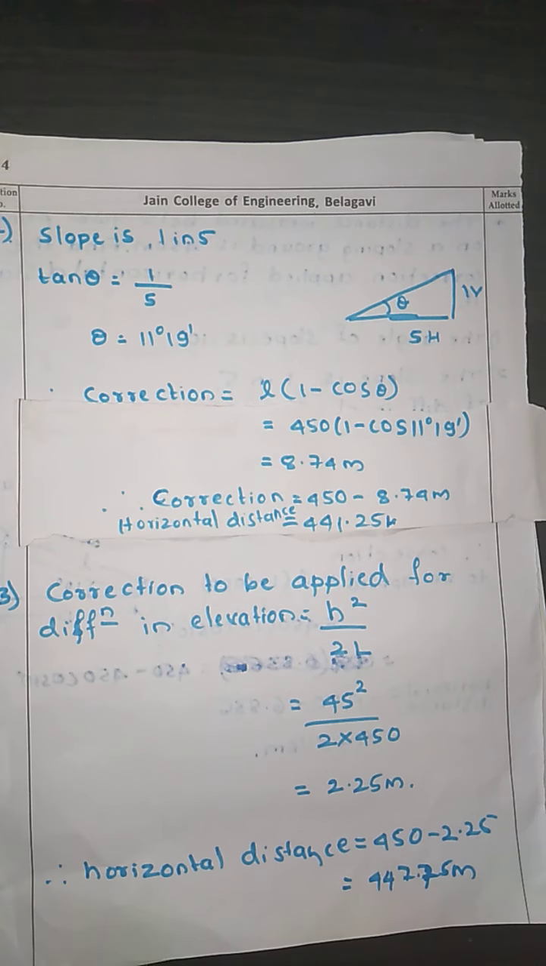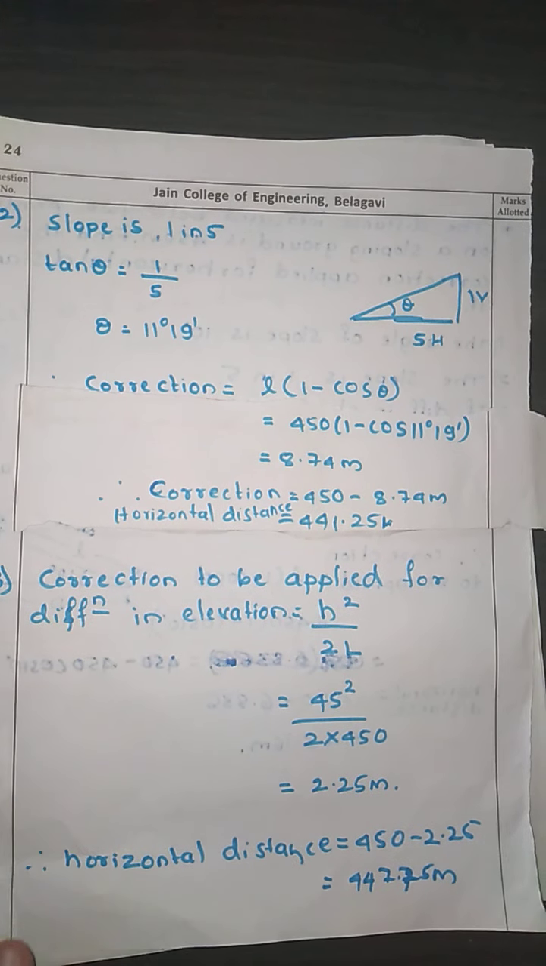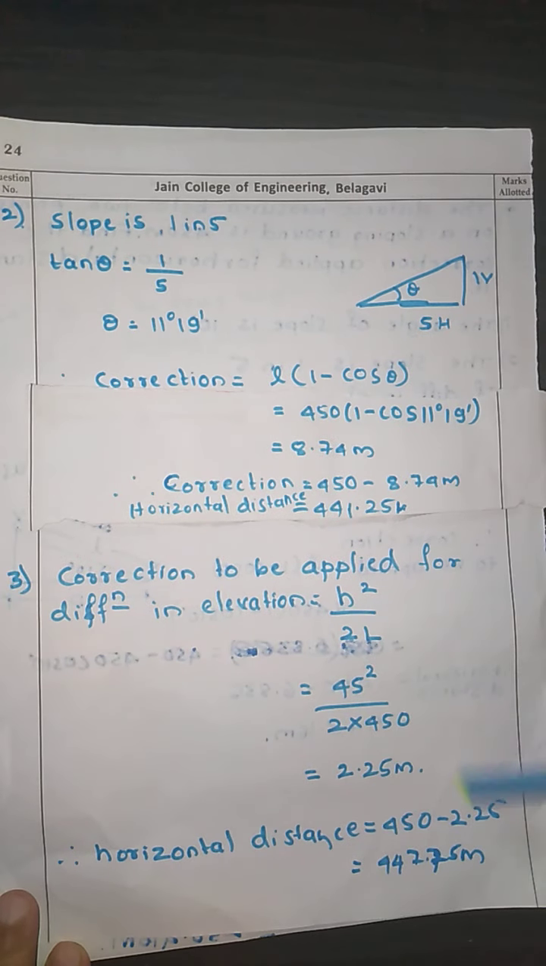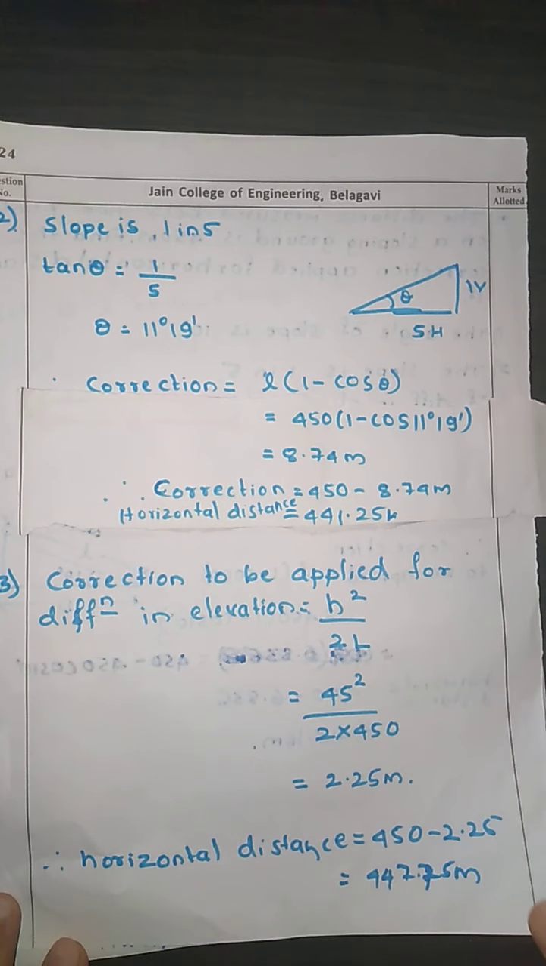Then we will see one more problem, the correction to be applied for the difference in elevation. This is also in the last class we have seen the formula, that is h square divided by 2L. H is 45, h square is 45 square, then divided by 2L, that is 2 into 450. So the correction applied for the difference in elevation is 2.25. So horizontal distance is again 450 minus 2.25, which is 447.75.